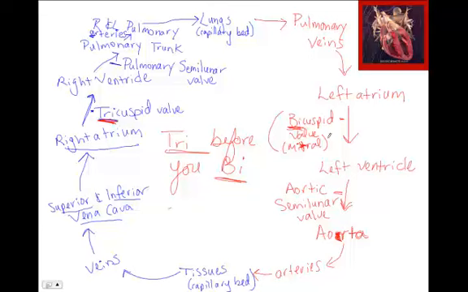And the valves that are in between the ventricles and whatever vessel you're pumping into are always going to be your semilunar valves. Again, they're named after what they pump into to help you out. If it's pumping into the pulmonary trunk, it's the pulmonary semilunar valve. If it's pumping into the aorta, it's the aortic semilunar valve.